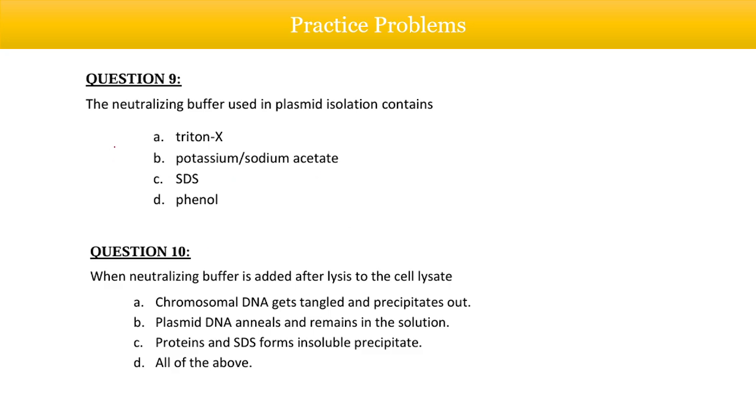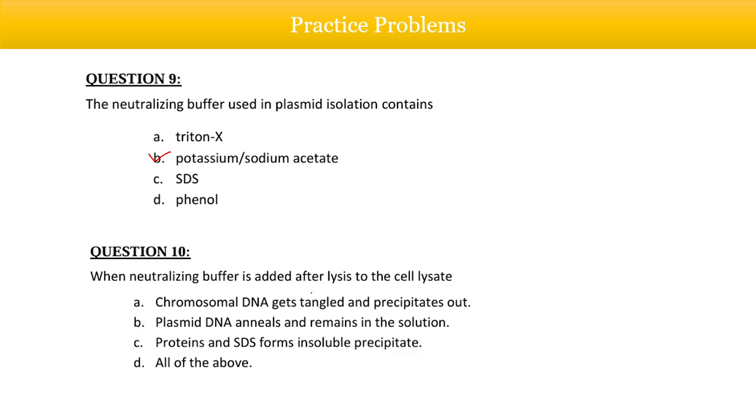You have the potassium and the sodium acetate because you are adding an alkaline solution to it, that is NaOH. So for neutralizing it, you are adding an acetate to neutralize the pH. And what happens when you're neutralizing it? The genomic DNA cannot get back to its original conformation and it ultimately gets into the pellet, whereas the plasmid DNA does not get hampered a lot, so it coils up and you get it in the supernatant.